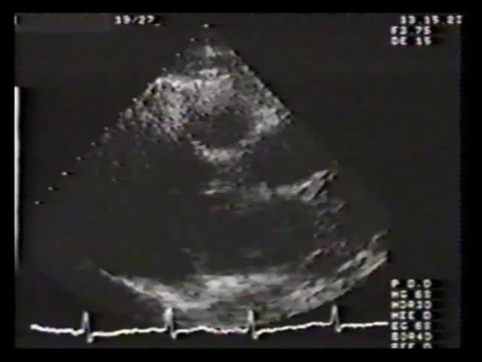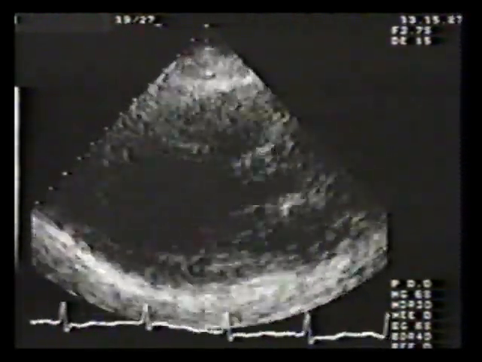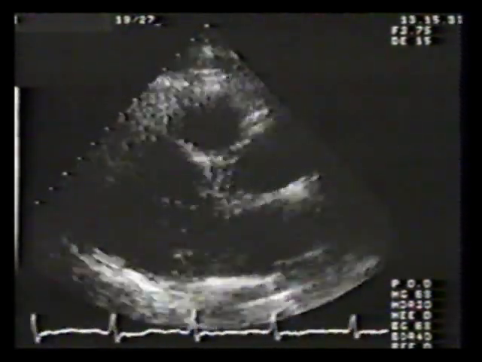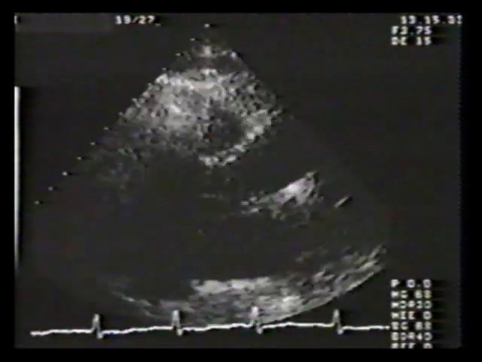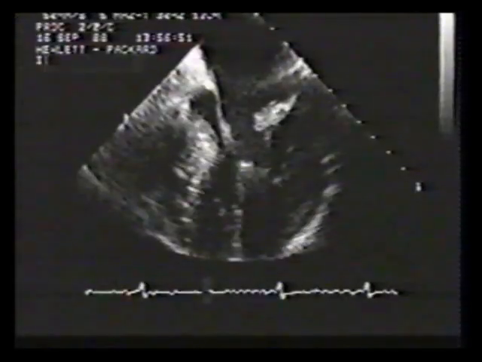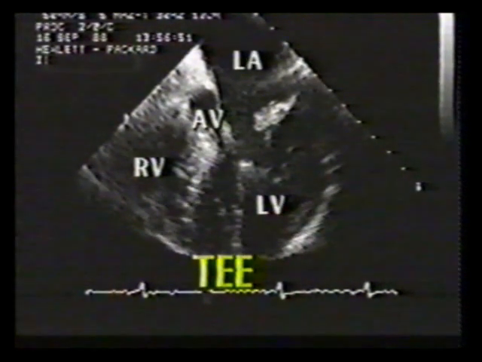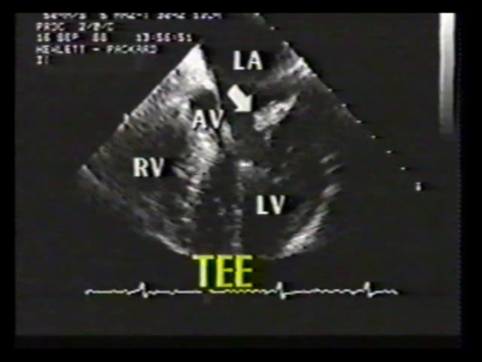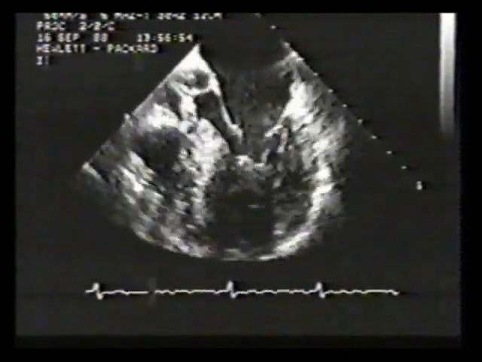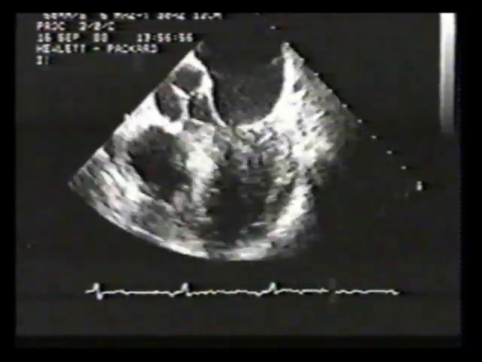In this subgroup of patients, transesophageal echocardiography has been shown to be superior and increase the sensitivity from 50% to 80 to 90%. This is the transesophageal examination in the same patient. On the posterior leaflet of mitral valve is a highly refractile mass consistent with vegetation. In real time, this pedunculated mass is most evident.